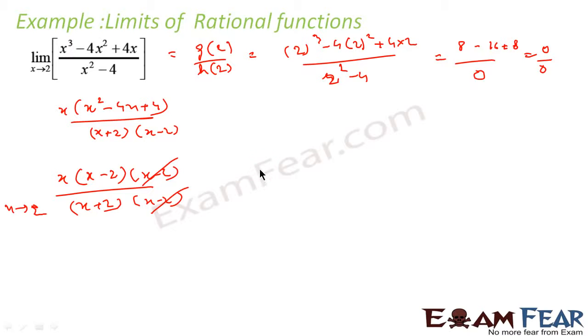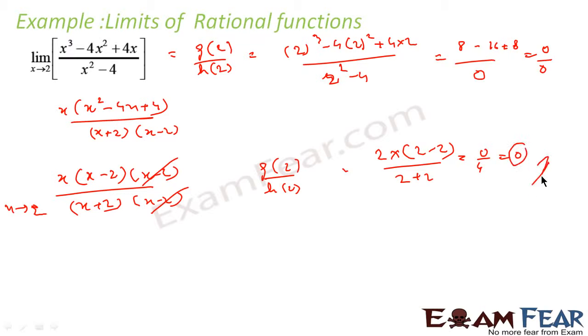So what we get here, if we put g2 by h2, is 2 into 2 minus 2 by 2 plus 2. That is 0 by 4, and that is 0. So the answer is 0. The limit for this function exists at x equal to 2 and the value is 0. What we have done, very simple: we found g2 by h2 and found it was 0 by 0 form. So we refactored and cancelled x minus 2 because this was the culprit, making the whole expression 0 by 0, and now we have got g2 by h2 as 0.